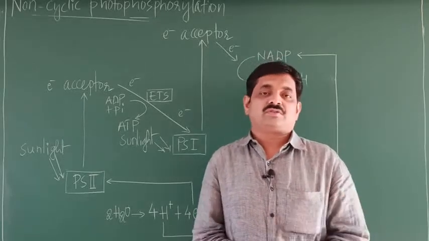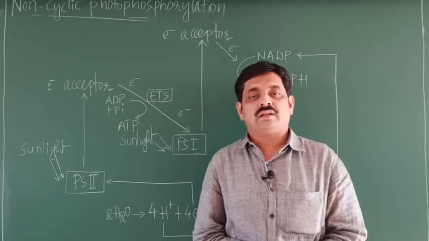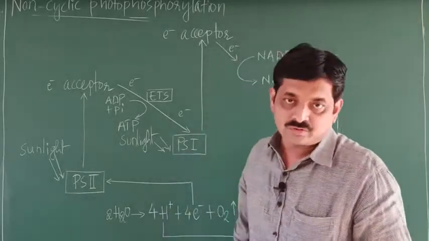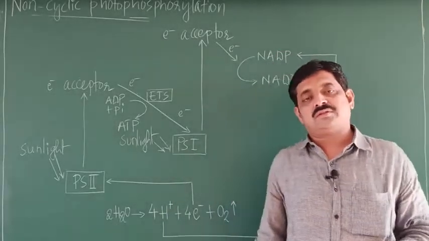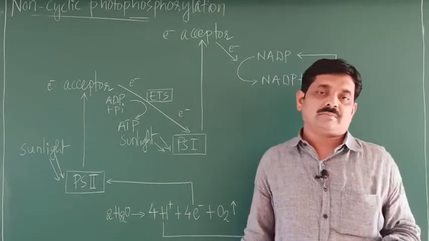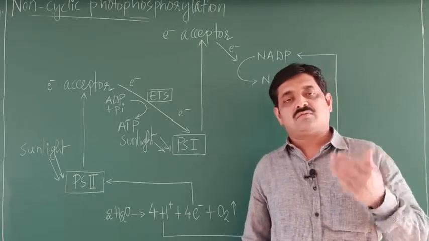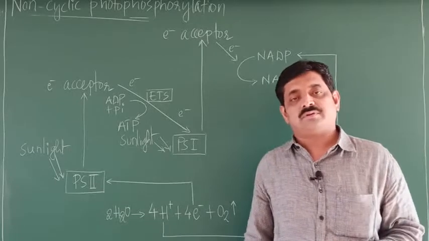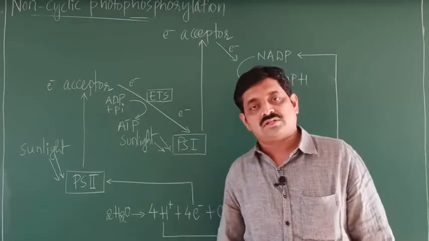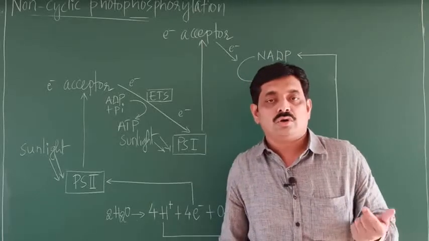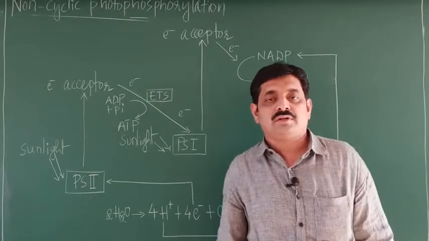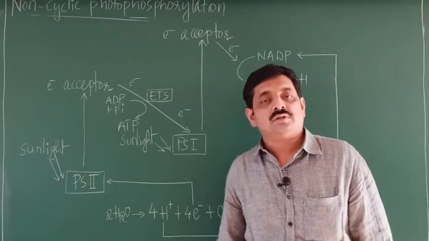So what are the main steps involved in light reaction? One is the activation of chlorophyll. The next is the photolysis of water. And what is the third step? After photolysis of water, the third step is electron transport and photophosphorylation. So these are the steps involved in the light reaction.